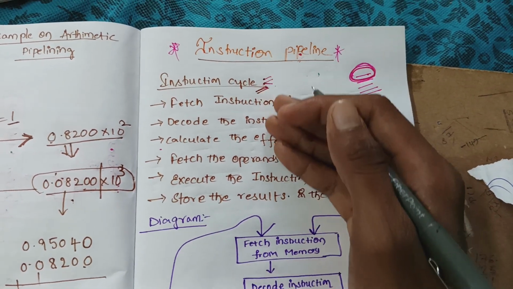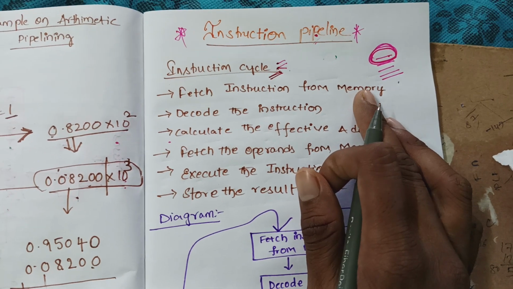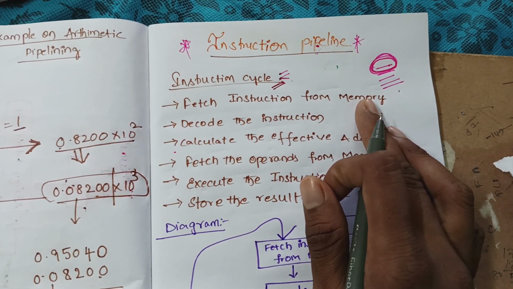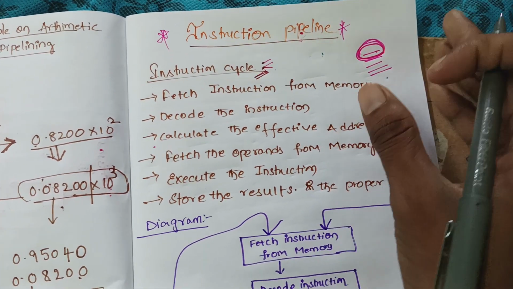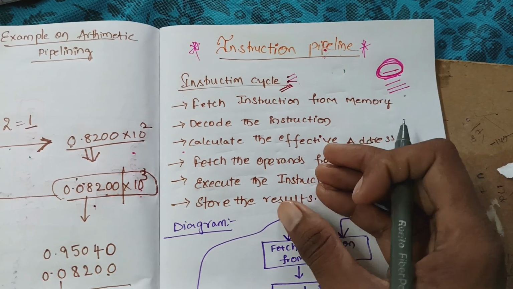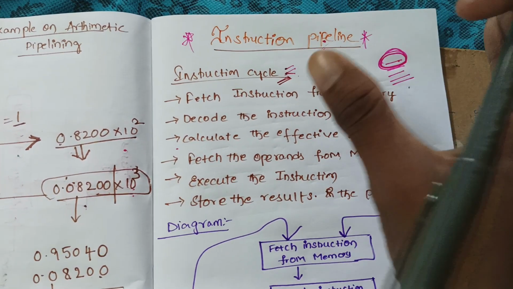The instruction cycle contains six phases. The first phase is to fetch the instruction from the memory. We already know that whenever the CPU executes a program, it must be loaded into main memory. Only then can the CPU access that program, and the processor execute it. So the program must be loaded into memory first.